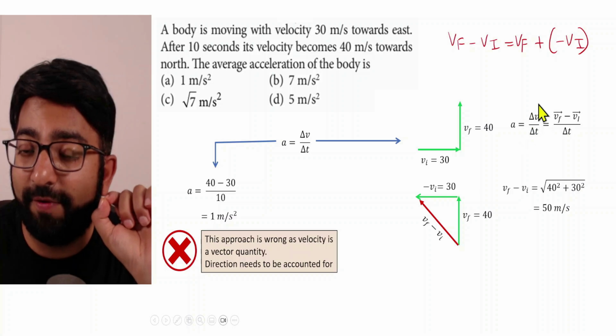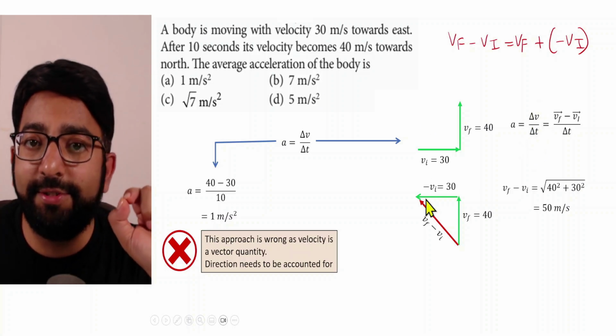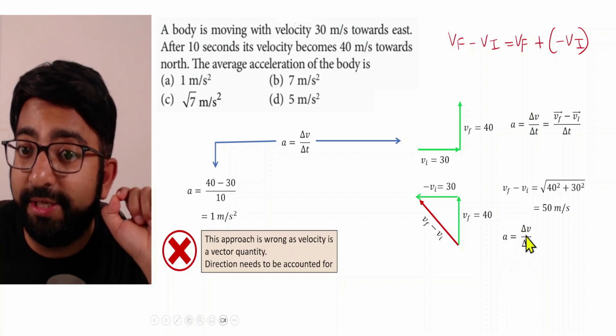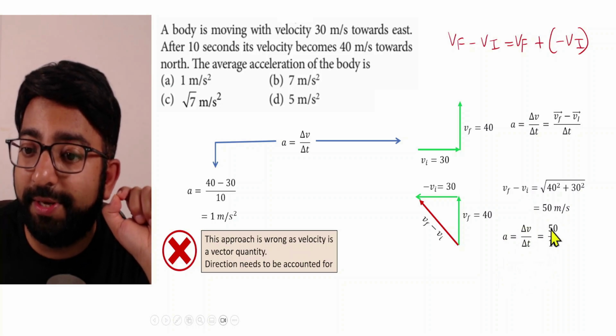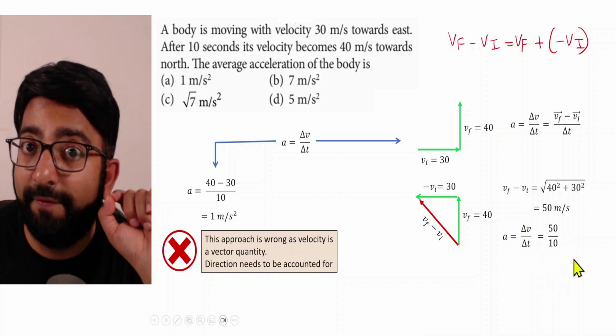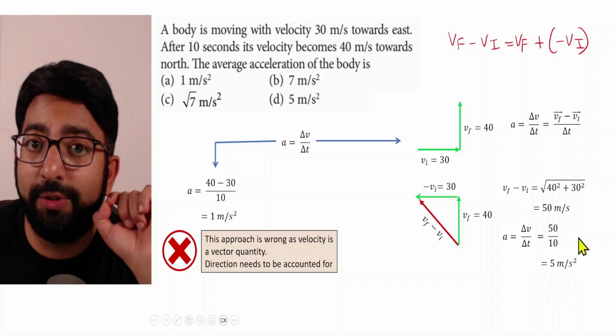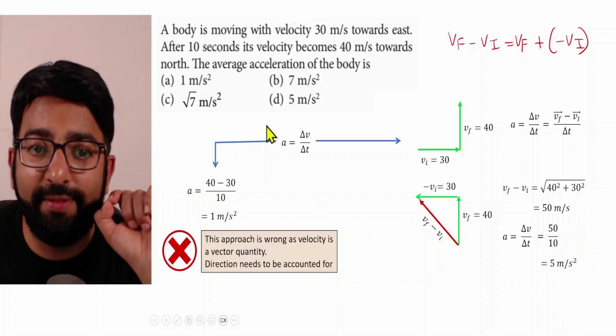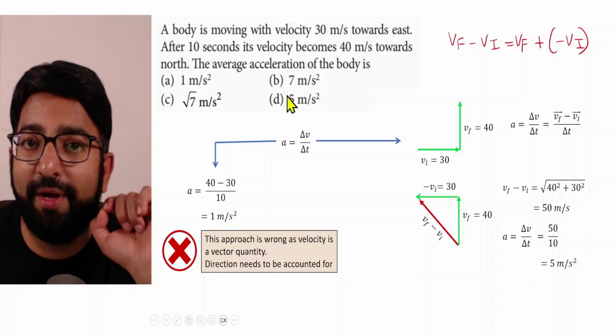So acceleration is change in velocity upon time and the time is 10 seconds. Change in velocity is 50, time is 10. So if we simplify this, we will get 5 meters per second square as our answer. And that means option D would be the answer.